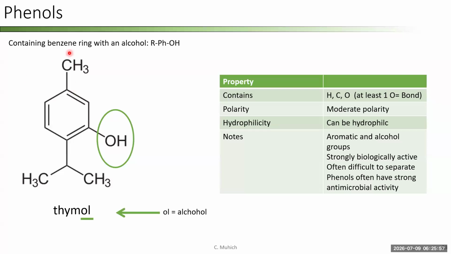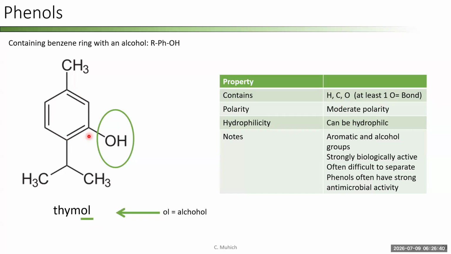So I want to bring in phenols. Phenols are an alcohol where the alcohol group is on the benzene ring, right? Here we have our benzene ring, and then attached to that is our OH group, and this we call a phenol. An example is thymol. Again, this has the ol at the end because it's an alcohol. It's going to contain our H, C, and O. It's got to contain this phenol molecule.